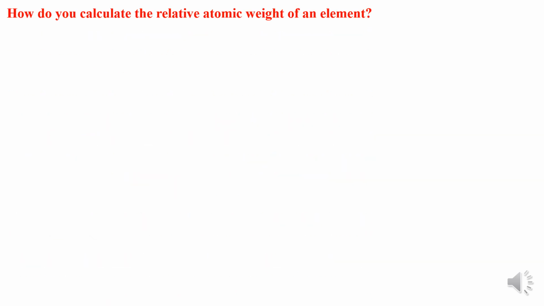So how do you calculate the relative atomic weight of an element? Let me explain with respect to the carbon element. Atomic number of carbon is 6 and it represents the total number of protons present in the nucleus of carbon atom. Mass number of carbon is 12 and it represents the sum of the protons and neutrons present in the nucleus of carbon atom.